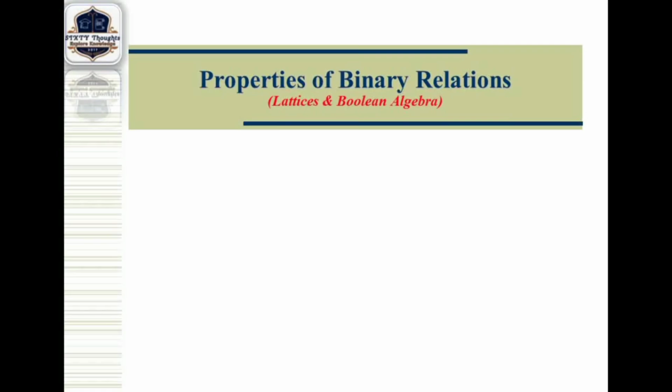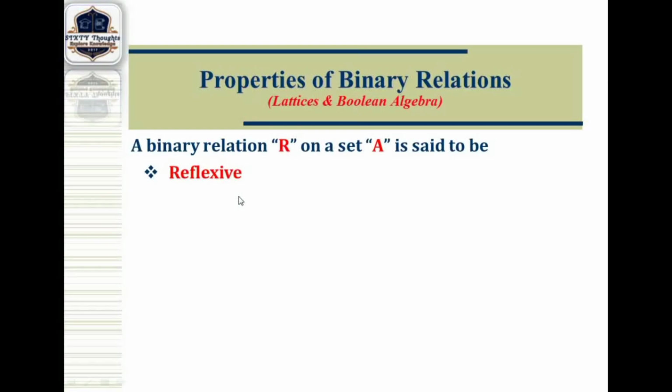Today we are going to talk about one of the interesting topics, properties of binary relations in lattices and Boolean algebra. Let us see the definition. A binary relation capital R on a set capital A is said to be reflexive. Reflexive means it satisfies the condition that the ordered pair (x, x) belongs to capital R for every x belongs to capital A.